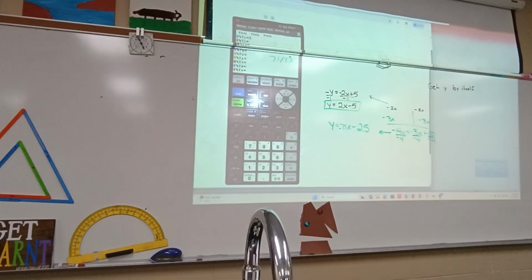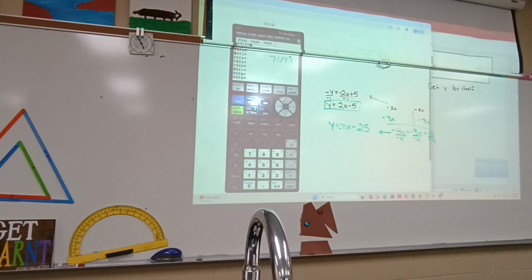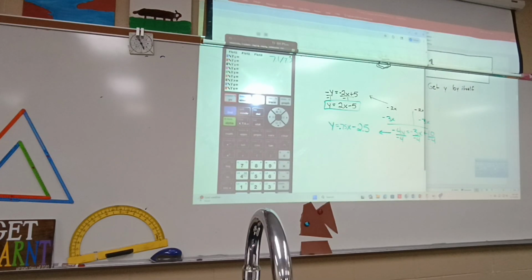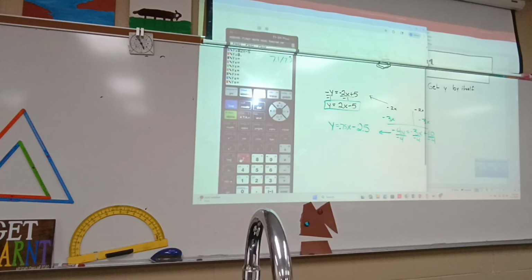Let's graph them. So hit your y equals button. And we're going to do 2x minus 5 and 0.75x minus 2.5, right? So get those plugged in. Hit the graph button, and they should intersect at some point on your graph.